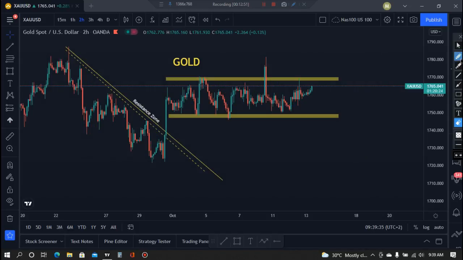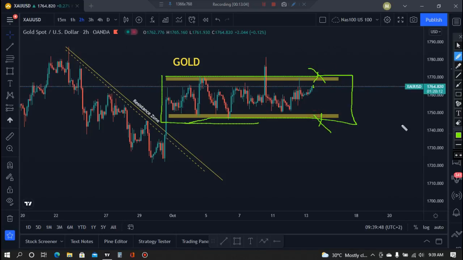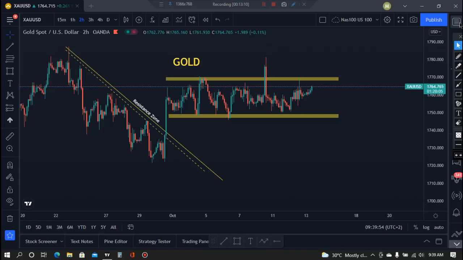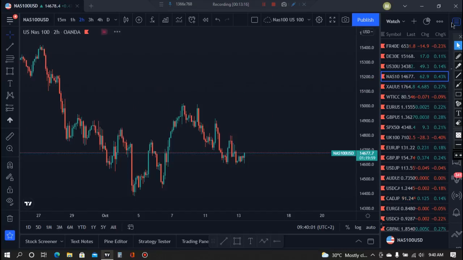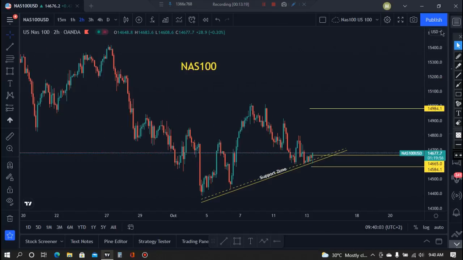So on gold, gold is still consolidating until we break out of this. I can't say we have any idea. We don't have to guess. We're just waiting for the market to break this box. Then we will say now it's time to work. But now, no, we can work on other things, not on gold, right? So let's go to the other one, which is my boy, NASDAQ. I like this thing, guys, NASDAQ 100.